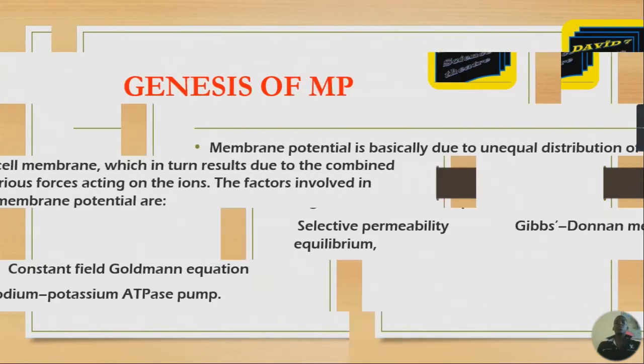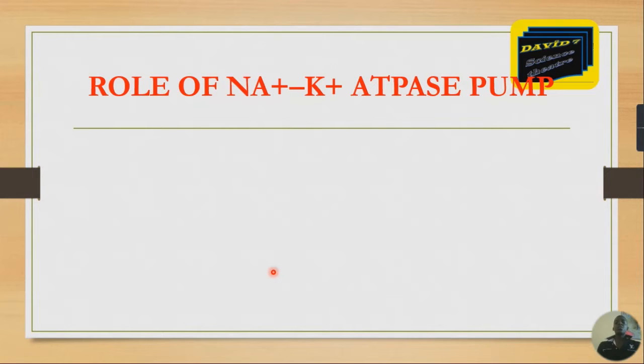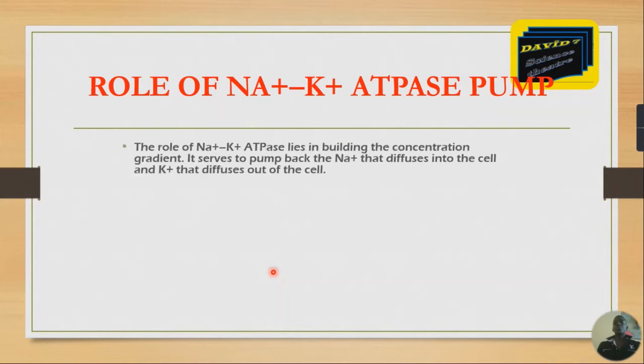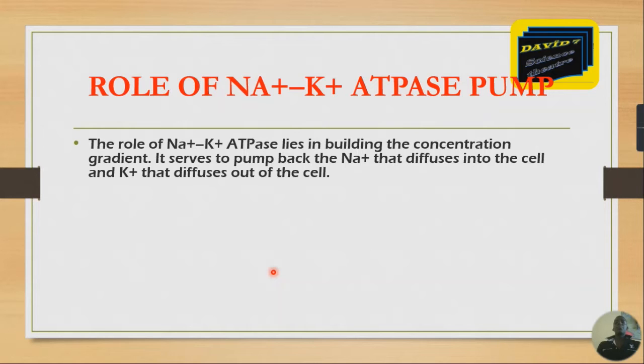So let's continue. What is the role of the sodium-potassium ATPase pump? This pump lies in building of the concentration gradient. To generate a concentration gradient across the cell membrane, the sodium-potassium ATPase pump is required. And what is its role? It will be pumping out the sodium ions that diffuse into the cell, and it will also be pumping in the potassium that diffused out of the cell.